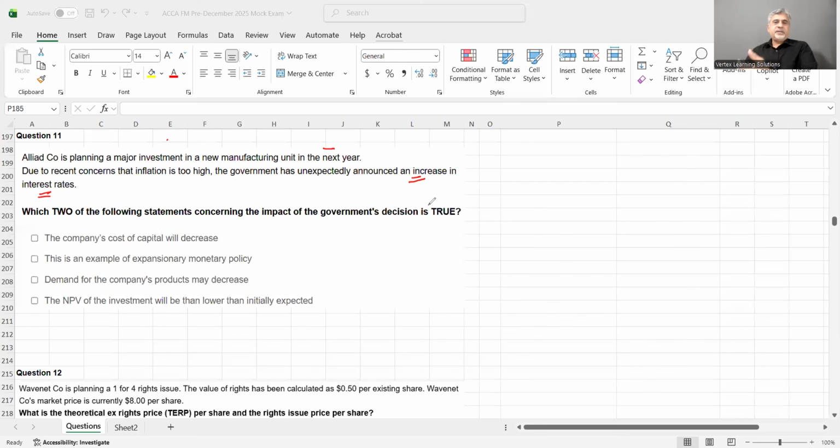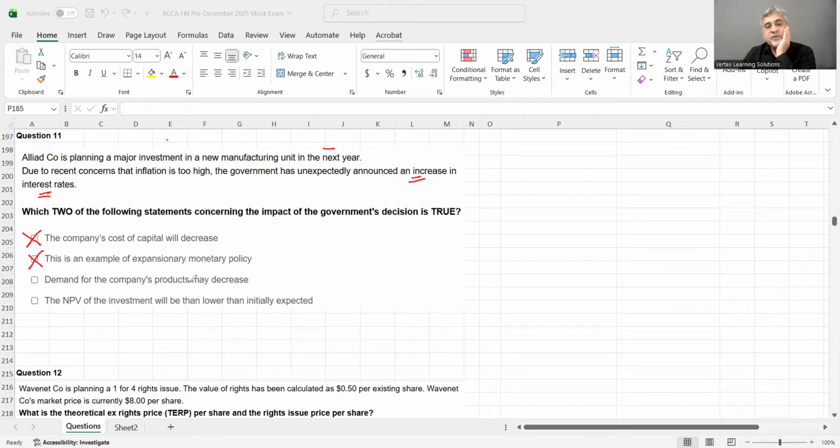Because of this increase in interest rates, the company's cost of capital will decrease. No, that is wrong. Because if interest rates go up, cost of capital definitely will go up. This is an example of expansionary monetary policy. This is also wrong because whenever interest rates increase, it is actually contractionary policy, because people are not spending. Expansionary is where people are spending money. Here people will not spend money. Everybody knows that interest rates are higher. They will save money, put money in the bank, and start earning interest income, because the banks will increase the interest rates on borrowing as well as lending.